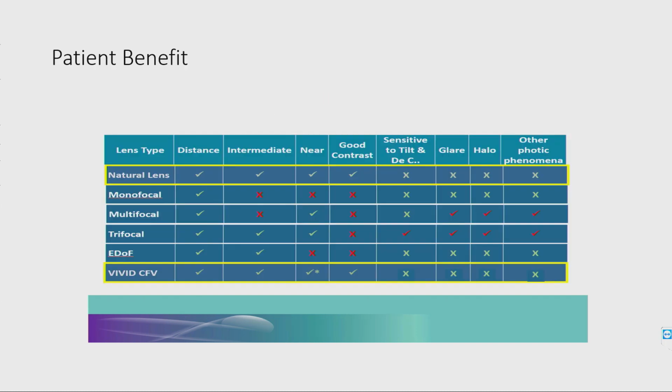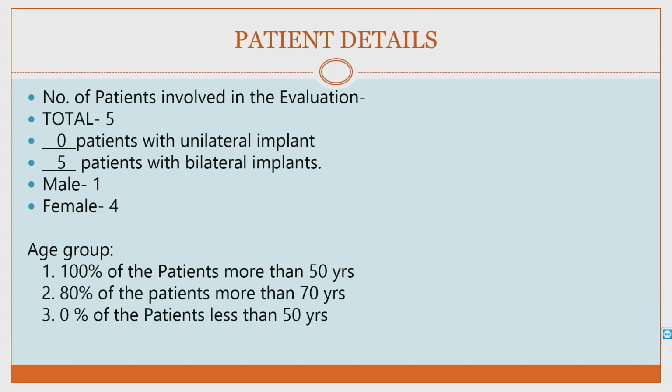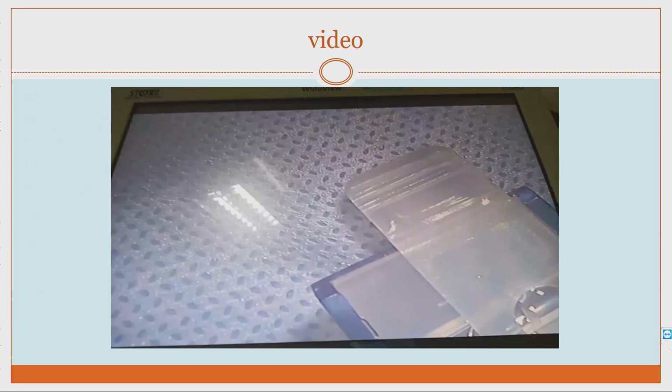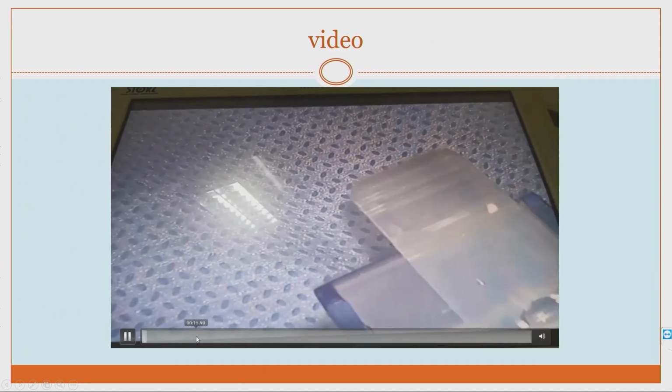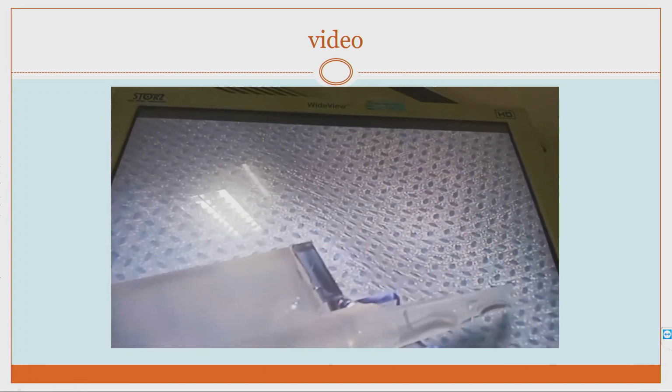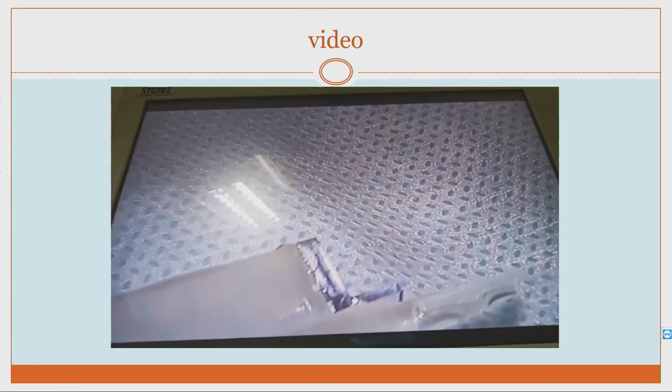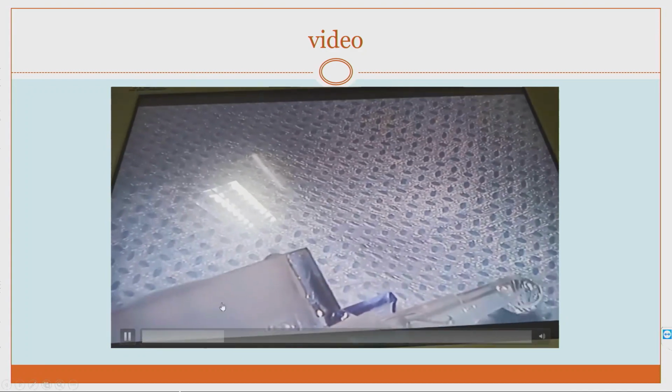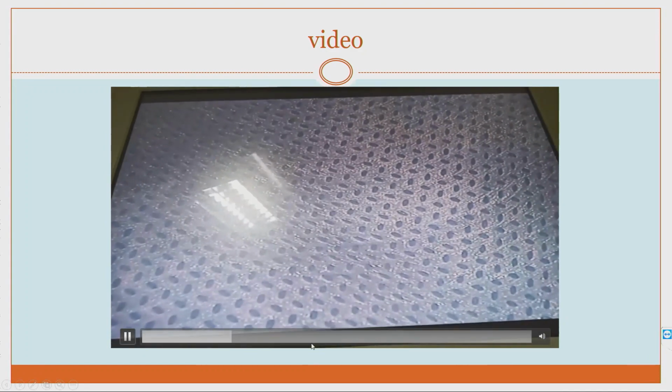So this gives much better intermediate vision and lesser photic phenomena. And I have done around, this is a few months ago when I submitted the paper, around 5 patients bilateral implant, and this is how the lens is loaded. Basically, you just push the tip to fold the trailing haptic, the leading haptic over the optic, and then the implantation.